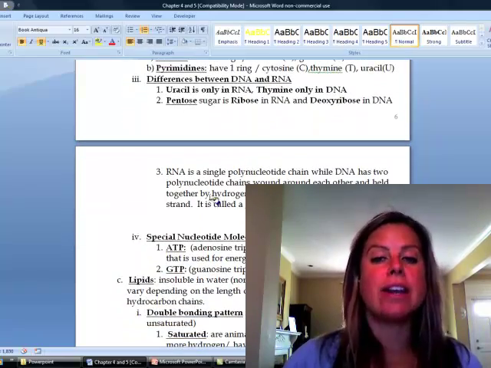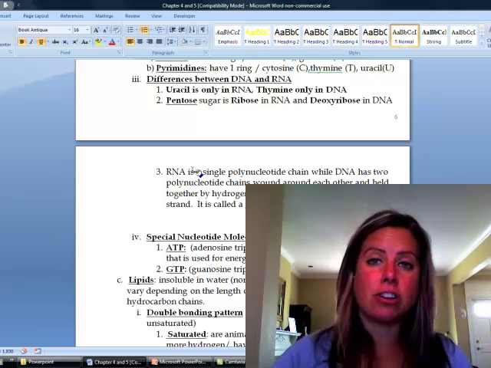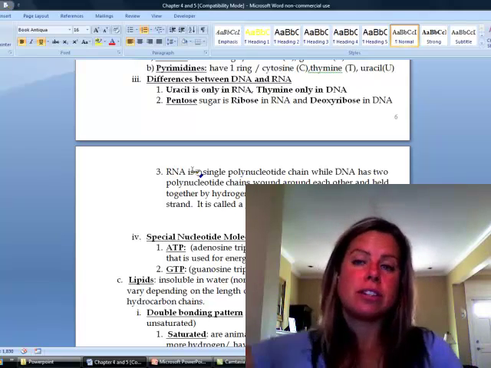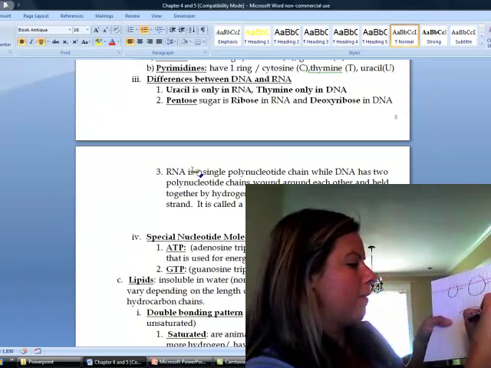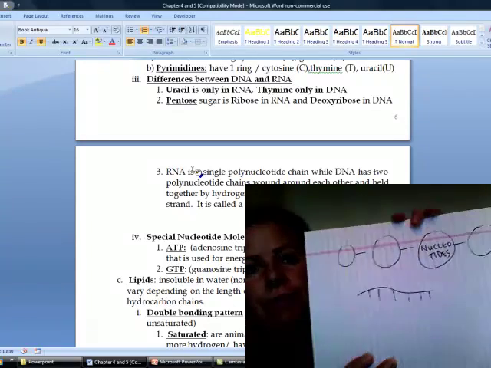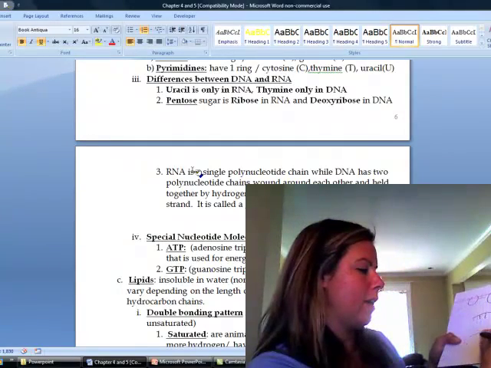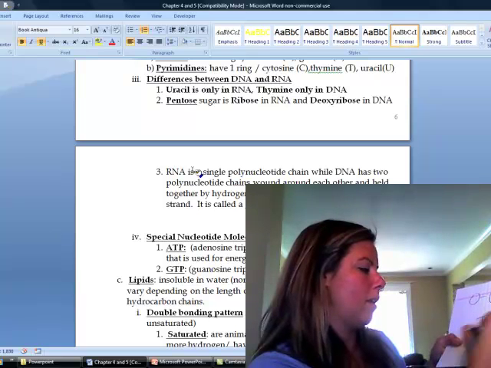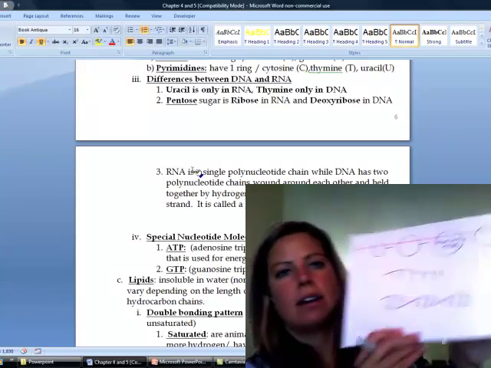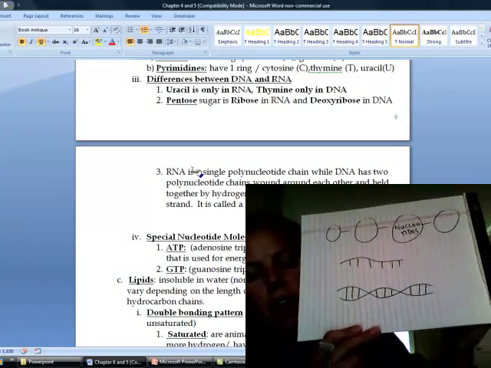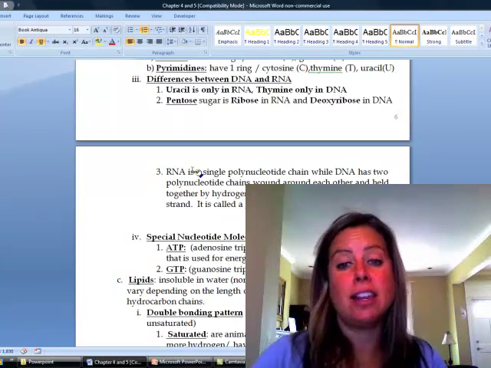And then the last one is that RNA is just a single chain, and DNA is 2 wound together. So if I was going to draw RNA, it looks like that. But DNA is going to look like that, where it's got the 2 together. So that's going to be the difference between RNA and DNA.